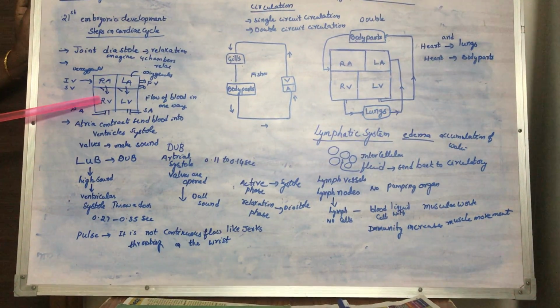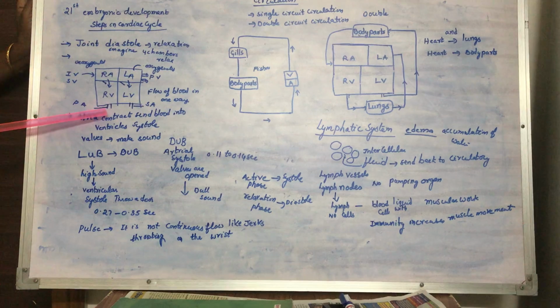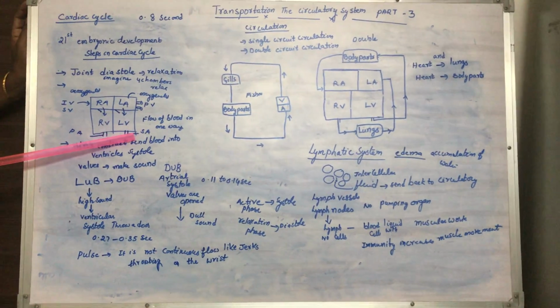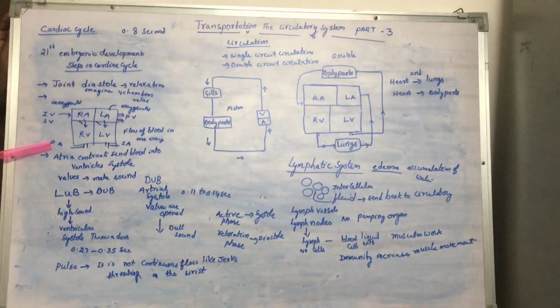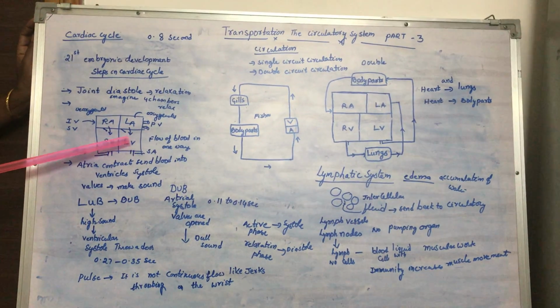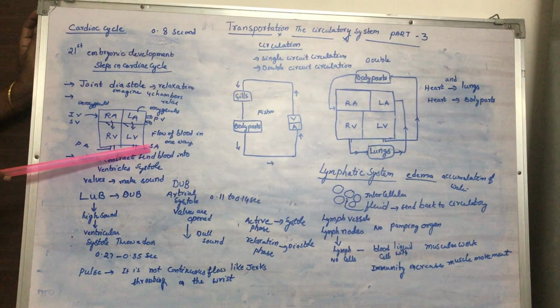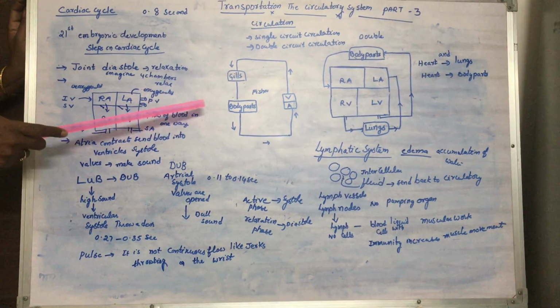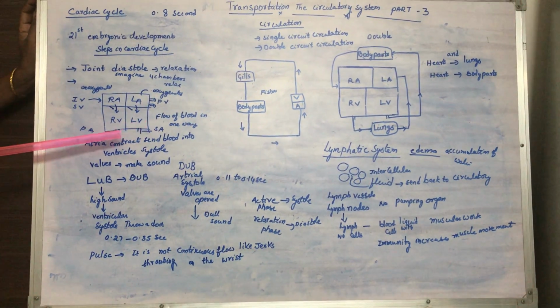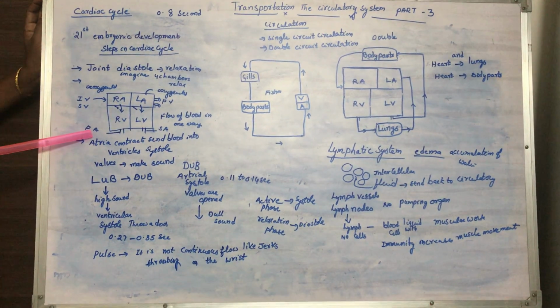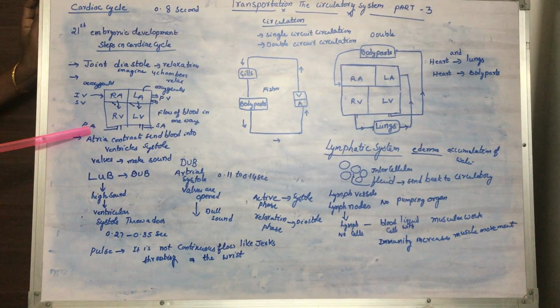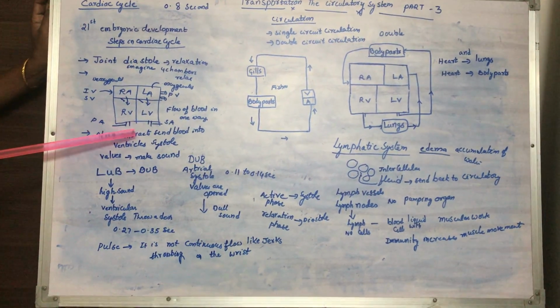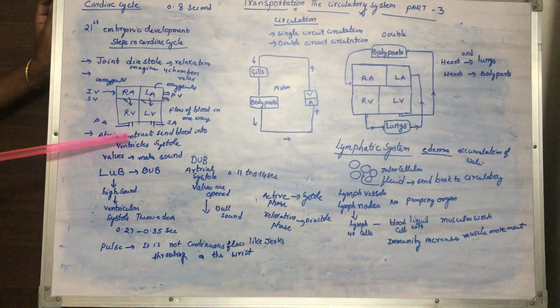Now the ventricles will contract and pump the blood into their respective blood vessels. The right ventricle pumps the blood into the pulmonary artery. The left ventricle pumps the blood into the systemic aorta. From the systemic aorta, the oxygenated blood is distributed to all parts of the body, and the right ventricle pumps deoxygenated blood to the pulmonary artery, and the pulmonary artery sends the blood to the lungs for oxygenation.